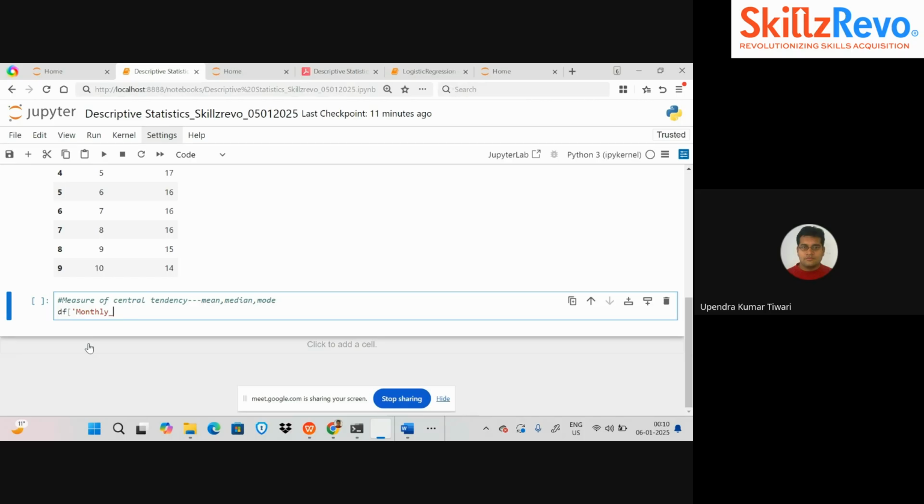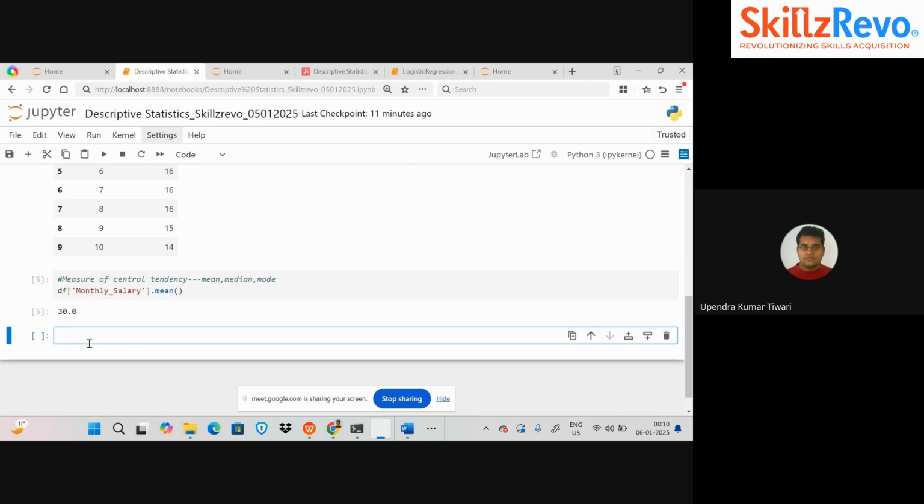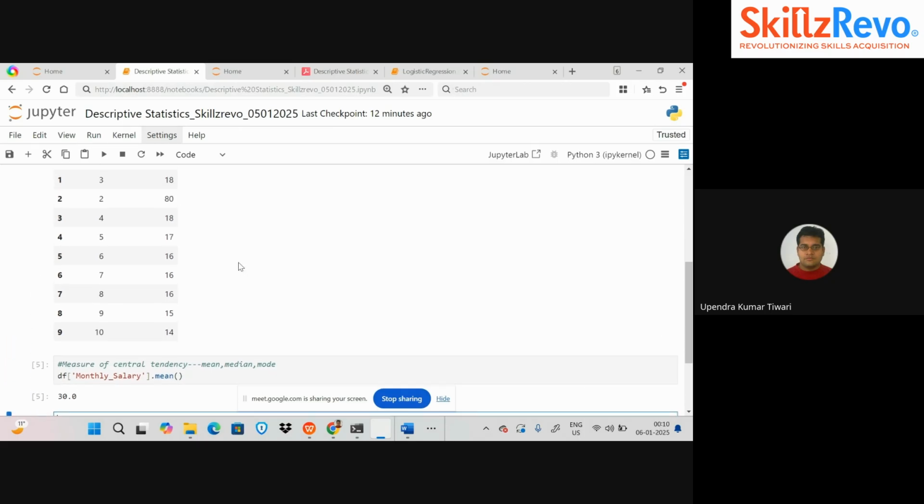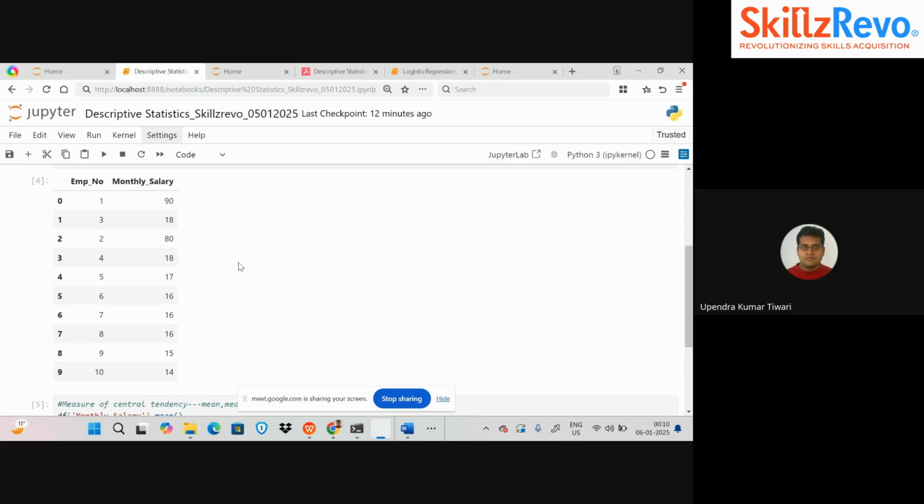Monthly salary dot mean. So the monthly salary mean, that is the simple average, the arithmetic mean, is coming as 30. So how exactly have we calculated this? We were simply finding the average of this, and that has been the mean of our data.